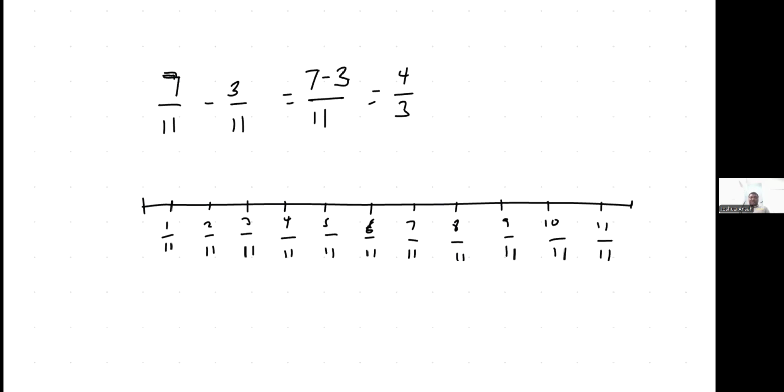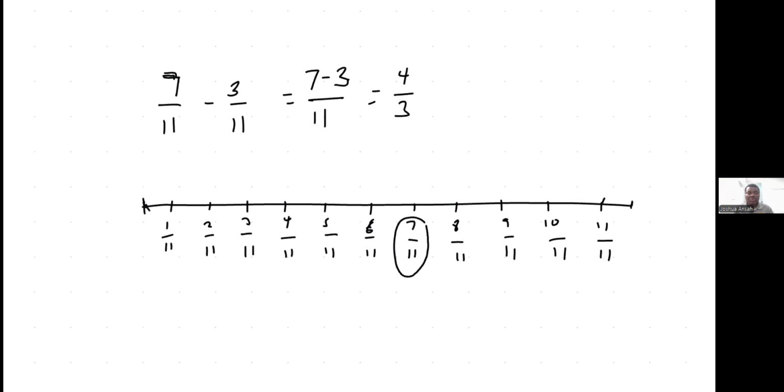Yeah, so this is one whole. From here to here is one whole. So if I have 7 out of 11, this is going to be my 7 out of 11. But because it is subtraction, I have to go backwards. In addition, you go forward, keep counting and adding up. But in subtraction, you are taking away, so you go backward. How many? 3 out of 11.